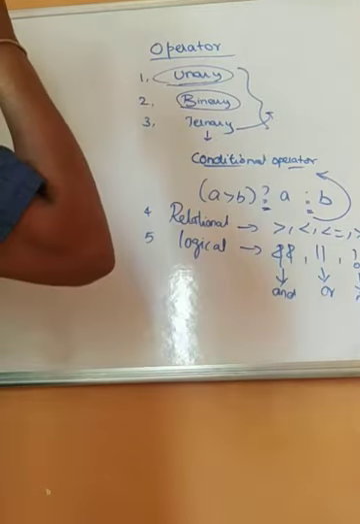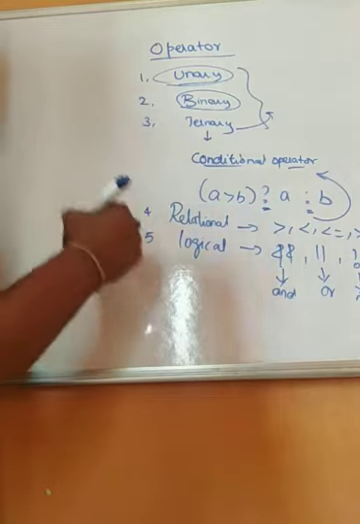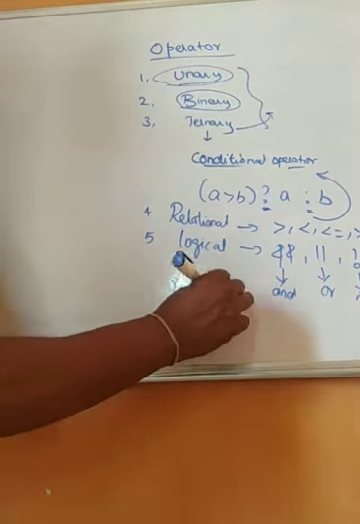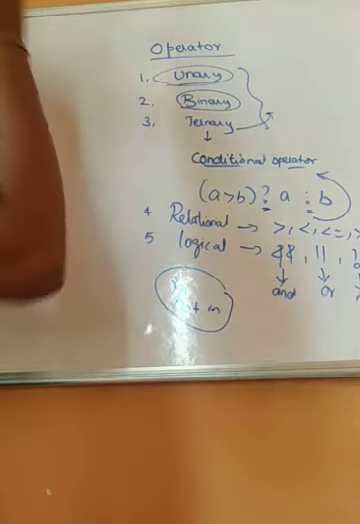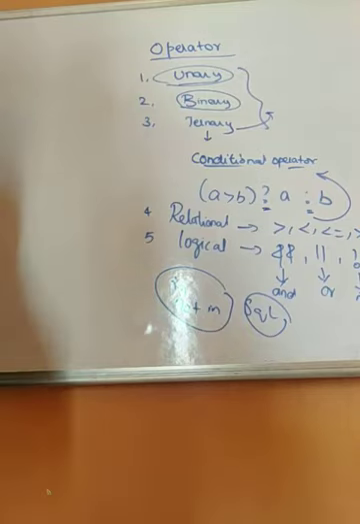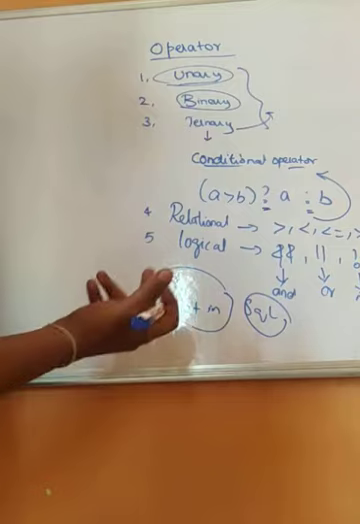Rather than this, we have remaining things like in, not in, but this we won't use in C++. We will be using it in structured query language that we call SQL. So the operator mainly which I am using in C++ is unary operator, binary and ternary.